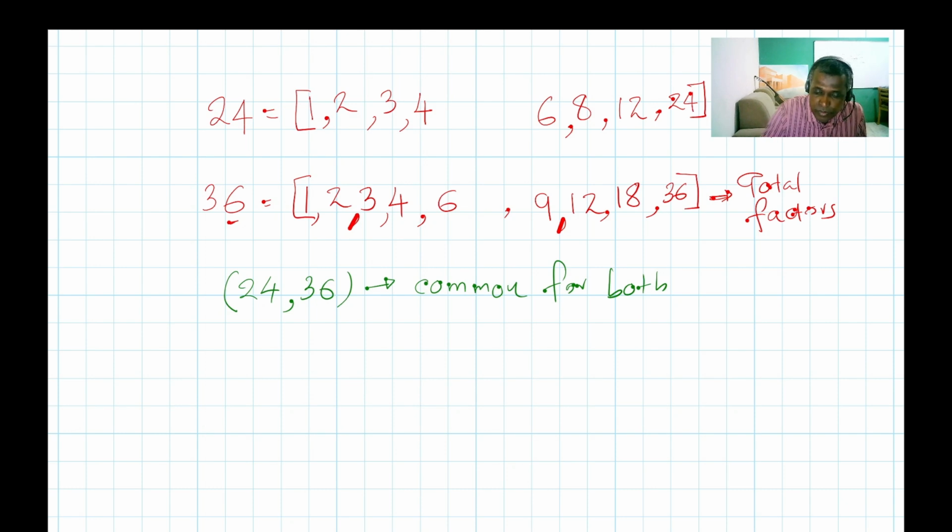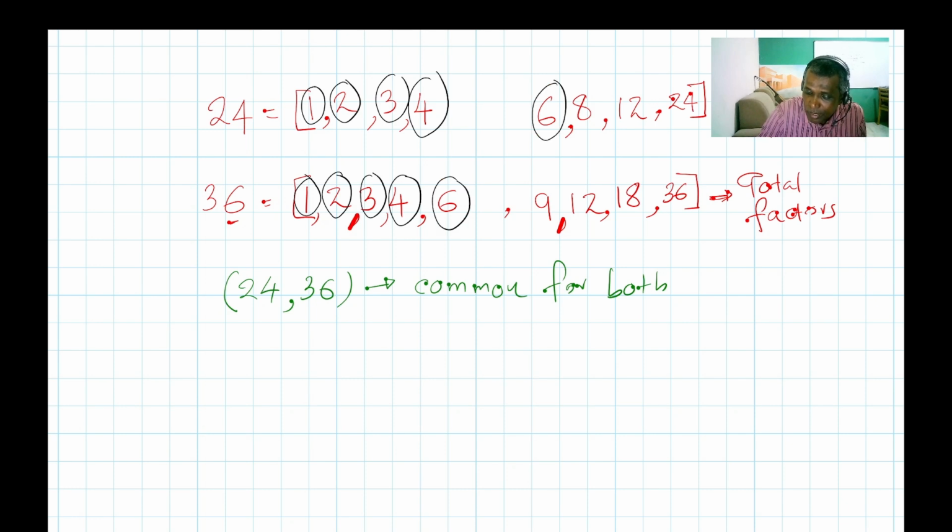Let's see now. 1 and 1 is there. 2, here also you got 2. Here you got 3, here also you got 3. Here also you got 4, here also you got 4. Here you got 6 and here also 6. Here 9, but 9 is not there. Here 12, and 12 is also there. 18 is not there, 36 is not there.